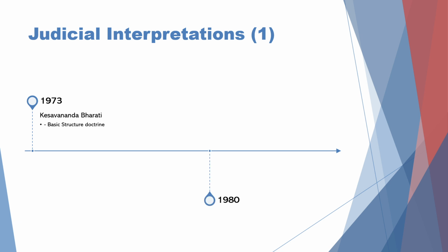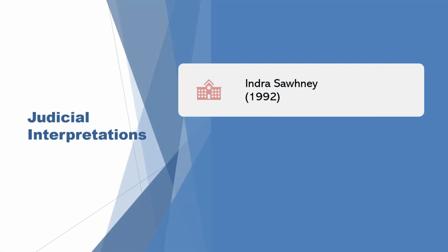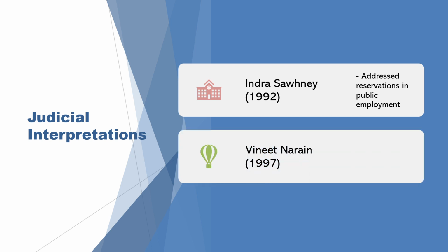Second one is Minerva Mills vs. Union of India 1980. This case reinforced the basic structure doctrine and balanced fundamental rights with directive principles. Another case is Indra Sawhney vs. Union of India 1992. This case addressed reservations in public employment, laying down criteria for affirmative action. Another case is Vineet Narain vs. Union of India 1997. This case strengthened the independence of the Central Bureau of Investigation.